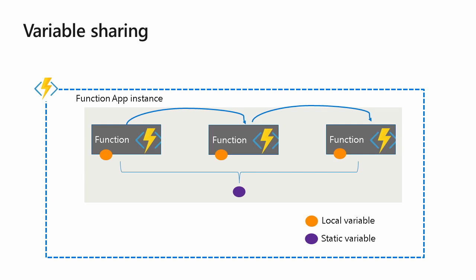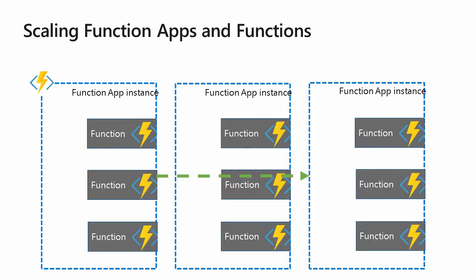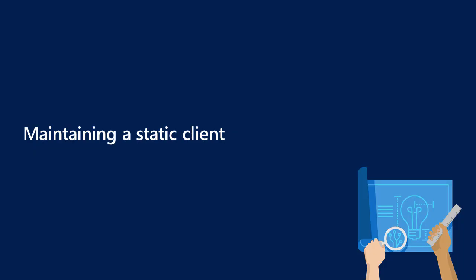It is important to understand also that static variables are not shared among instances. Basically, when your function app instance scales up, it affects all the included functions. Each instance manages its own memory separate from other instances. So let me show you the effect of a static client in existing function.